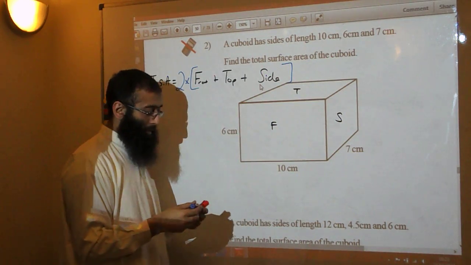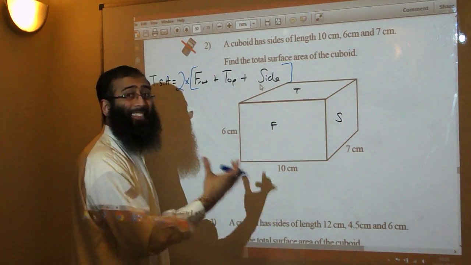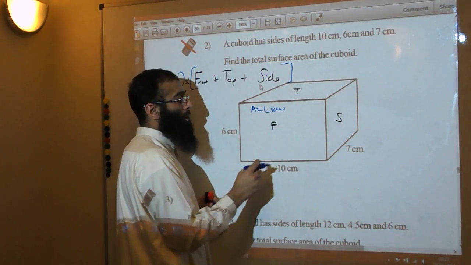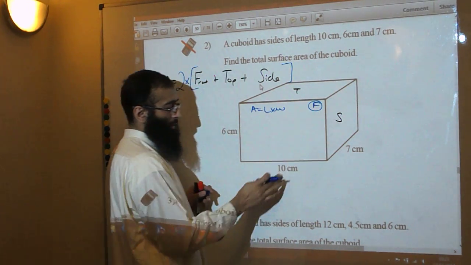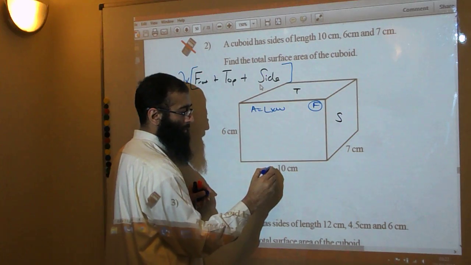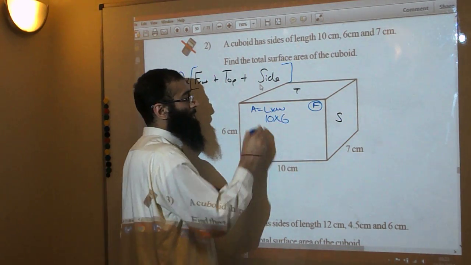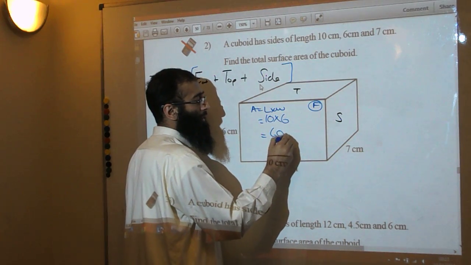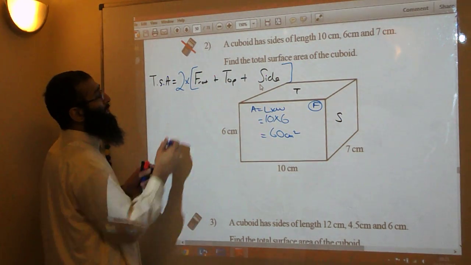So let's get cracking. So the front, this is a rectangle. The area of the front is length times by width. So area is equal to length times by width for the front. So length call as 10, the width is 6. So it's 10 times by 6. So that will give us 60 centimeters squared for the front. So we can start filling this in.